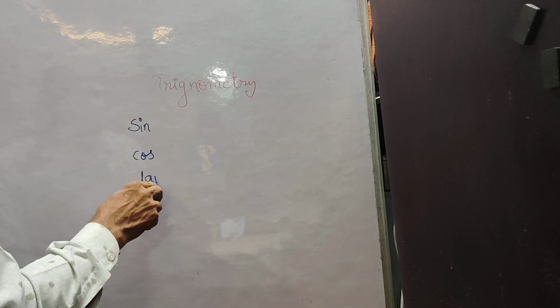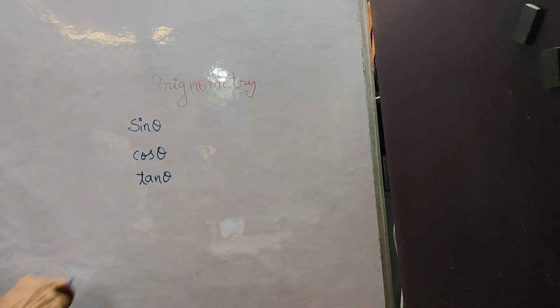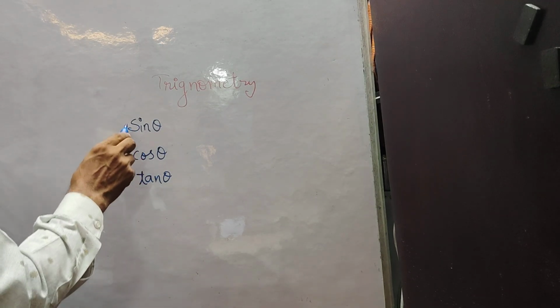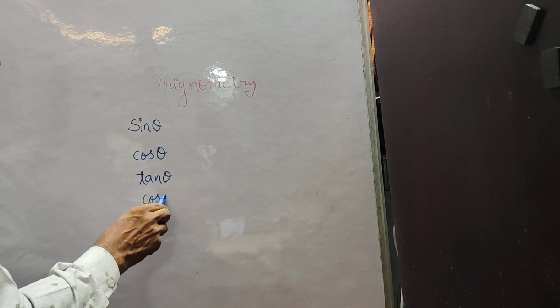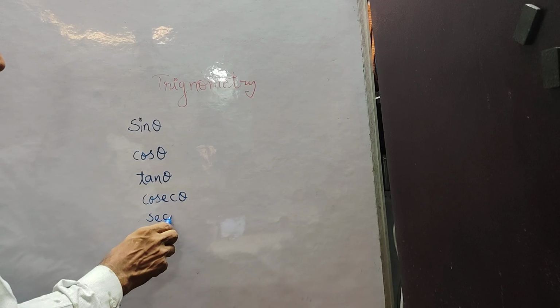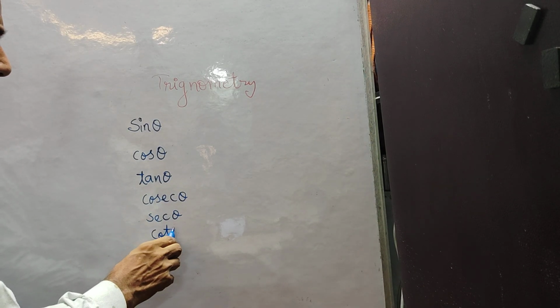These are called the trigonometric main functions, and we use an angle with these three trigonometric functions. Now we can say the reciprocal of sine theta is cosec theta, the reciprocal of cos theta is sec theta, and the reciprocal of tan theta is cot theta.